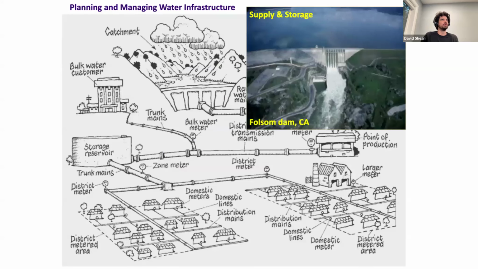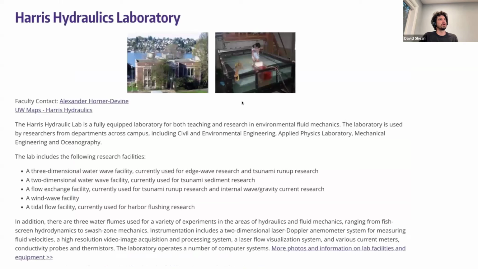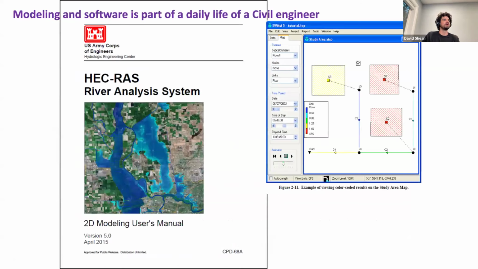I'm going to keep moving through here. So again, all relevant questions. Civil engineers design experimental hydraulic models like laboratory systems. And we should say that the department has an entire hydraulics laboratory with a number of wave facilities, flumes, et cetera. So there are courses, the hydrodynamics courses, that do a number of hands-on labs using this facility, and faculty and students are able to use this for research applications.